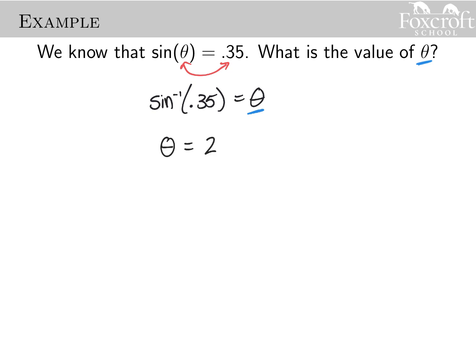and I'm going to get that theta is 20 point, around 2 decimal places, 49 degrees. All right, so if I know what sine is equal to, then I can figure out the actual angle that happened. So this is just a straight application of our inverse property.